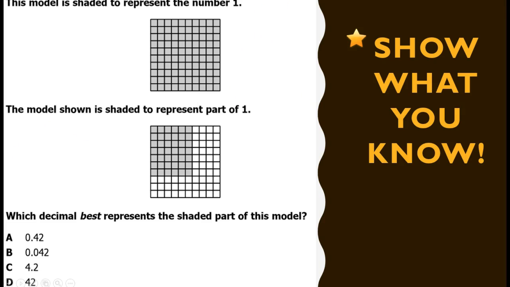So if this model at the top is how you would represent one whole, they're always going to let you know how one whole is represented. So if it's all filled in, it's 1. Well, now let's look at this model. This is shaded to represent part of 1. So what decimal down here best represents this shaded portion, the part that's gray?